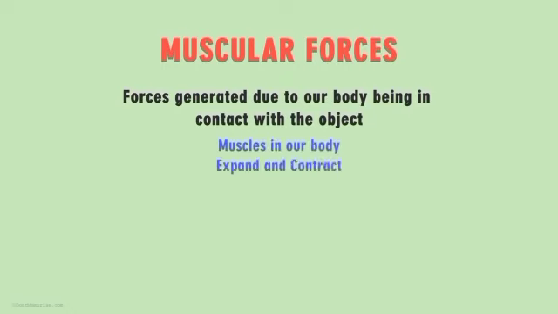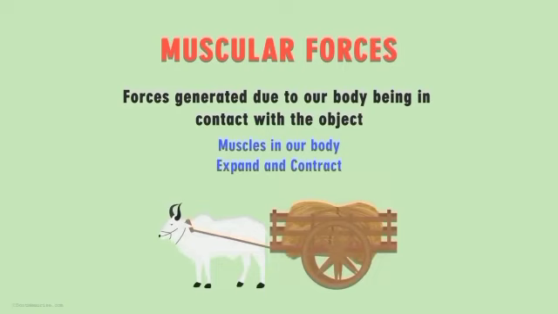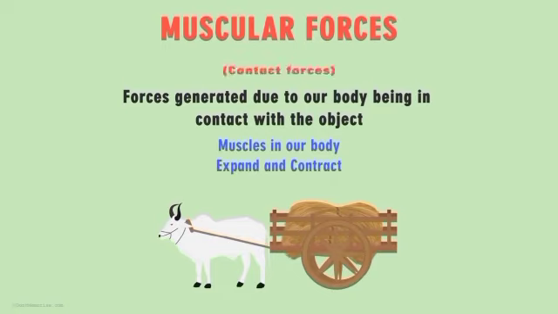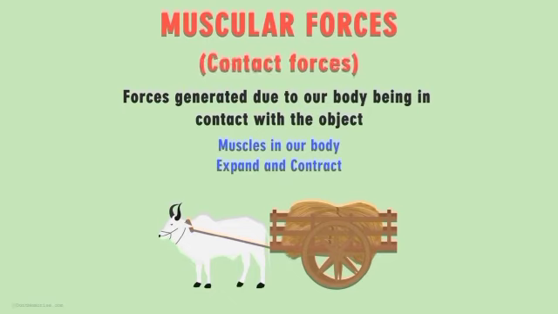The muscles in our body expand and contract when we are applying force on the objects. Animals also use muscular force to carry out their physical activities. A bullock cart is used to carry a load from one point to another. Bullocks are tied with the cart and the load is then added on to the cart. The bullock then applies a muscular force on the cart and moves it forward. So muscular force is a contact force.